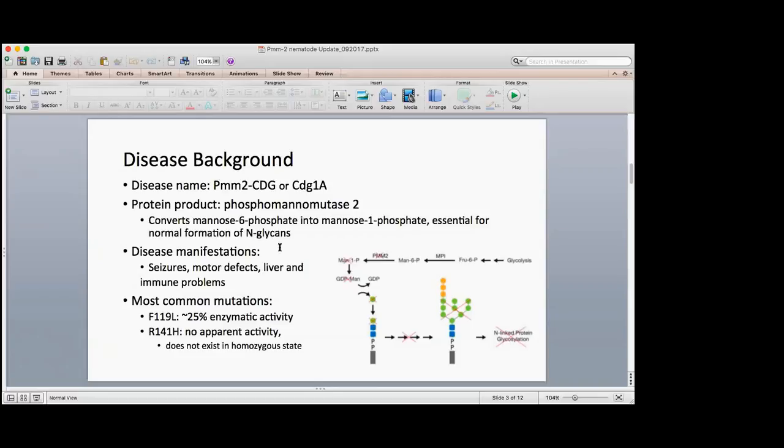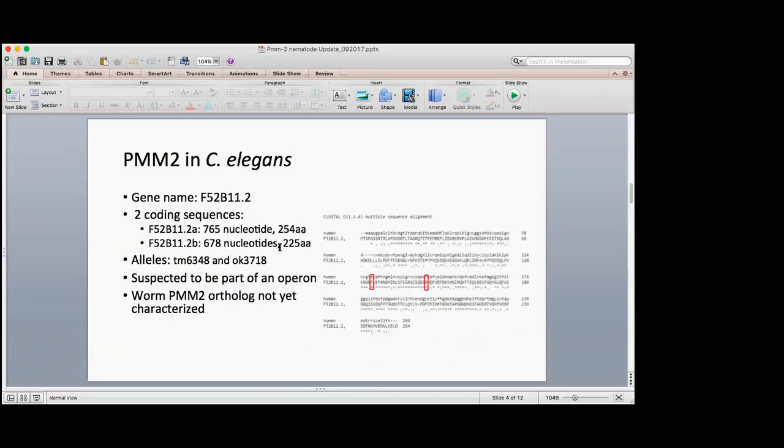But we could also model other point mutations as well. But we wanted to start again with the mutations that were going to align us most closely with the mouse model. So in C. elegans, the PMM2 ortholog has this alphanumeric name, which tells you that it actually hasn't been studied. So there's not much to go on in the worm field. In contrast to yeast, where the Sec53 gene has been known for 30 years, in C. elegans, we're not building on that same kind of foundation.